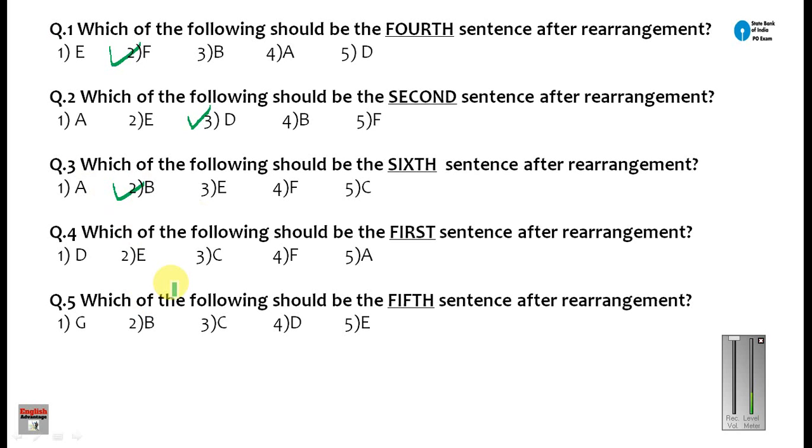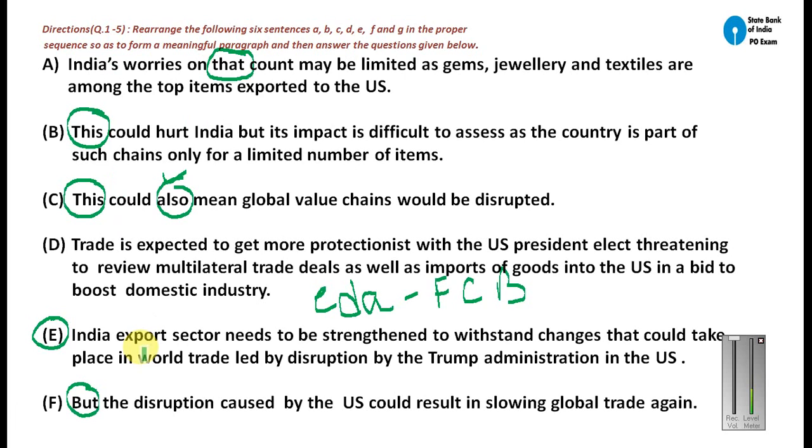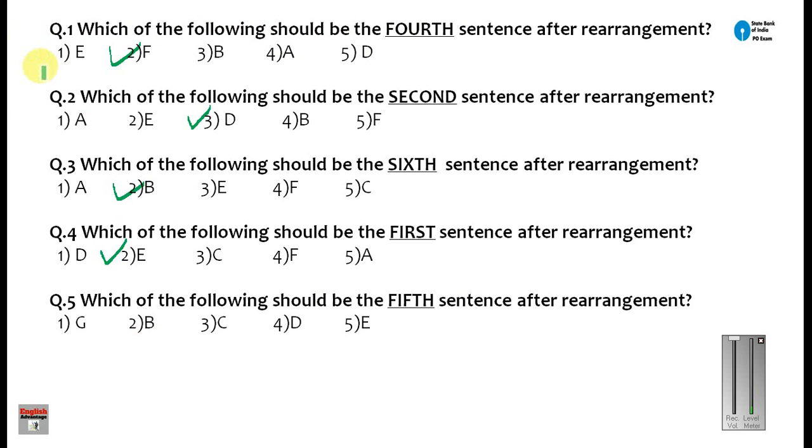Which of the following should be the first sentence after rearrangement? Your first sentence is E. So your answer is 2. Which of the following should be the fifth sentence? And the fifth sentence is C. So your answer is third. So that is how you can solve tricky para jumble.